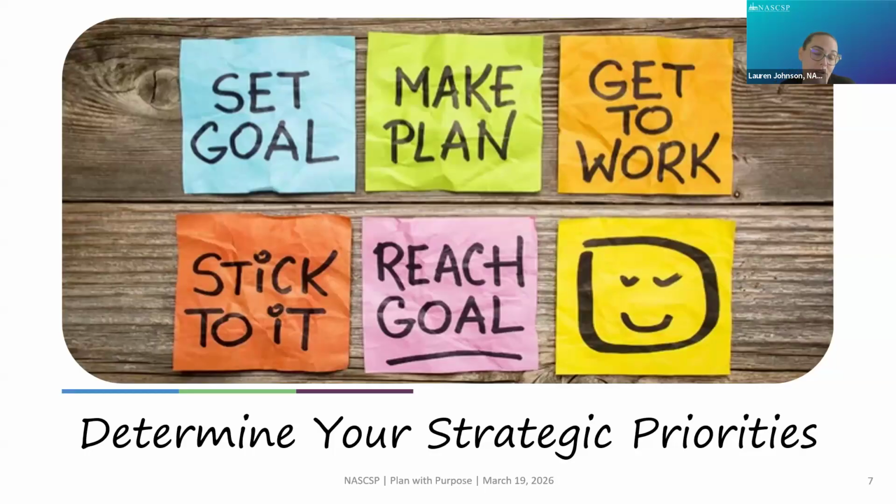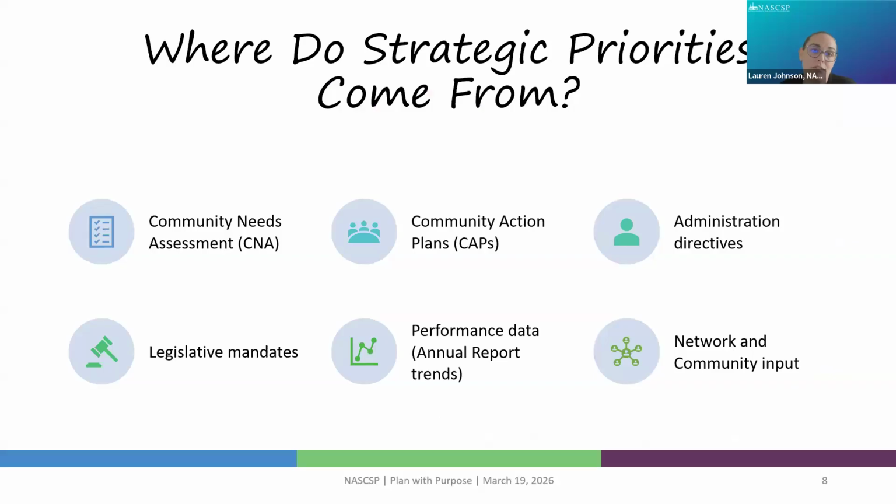If you don't have a goal, then how can you develop a state plan? So, where do some of the goals come from? When developing your state plan, strategic priorities should not emerge from a single source. Strong plans are informed by multiple inputs that together tell a coherent story about need, direction, and opportunity.